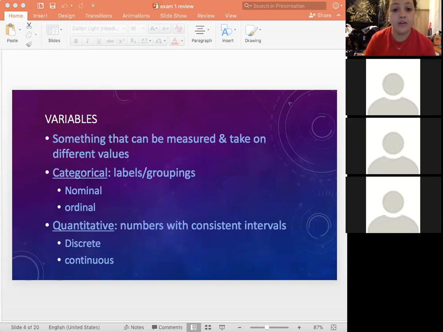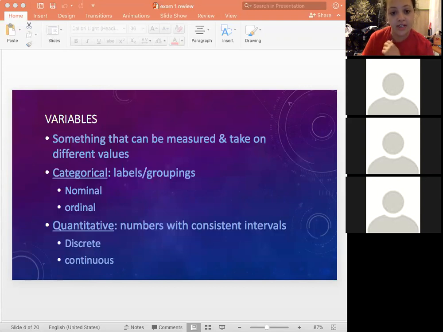Ordinal is still going to be categorical, so it's still categories, but in this case there has to be some sort of hierarchy to it. This would be something like class standings: freshman, sophomore, junior, senior. Those are categorical variables, but they do have hierarchy in them, which is why we consider them ordinal variables. And then our quantitative variables are going to be the variables that have numbers with consistent intervals. That's basically saying that they have some sort of value to them on a number line.